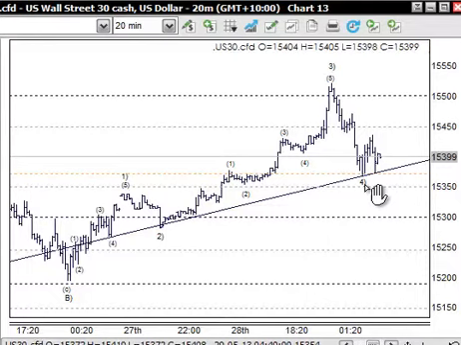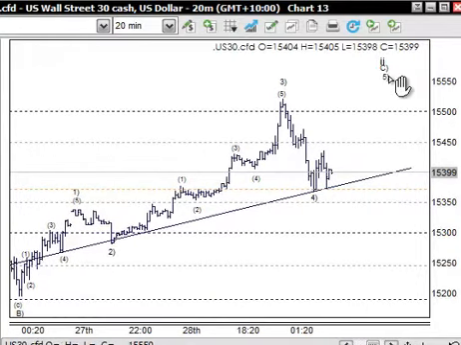So that would leave wave four here. Now, we don't want wave four to overlap the top of wave one here, otherwise that will be overlapping wave structures. So this can still have a positive move to the upside through here. If that's going to be the case, then it can't really break this 15,372 there. It needs to stay above that.